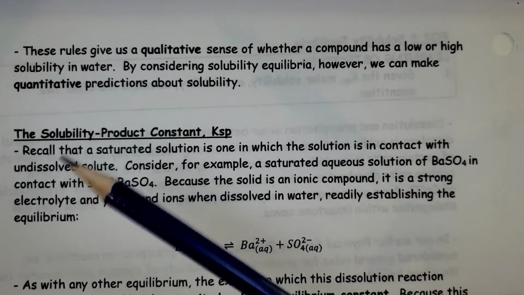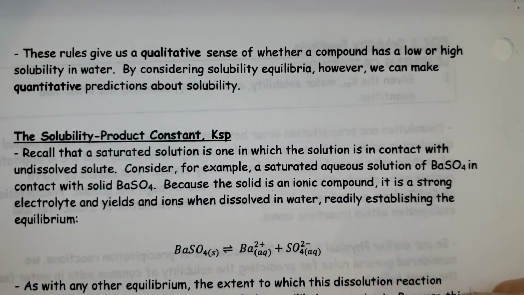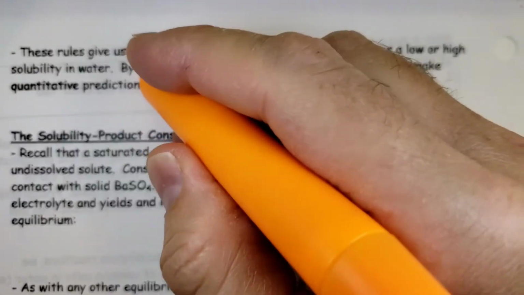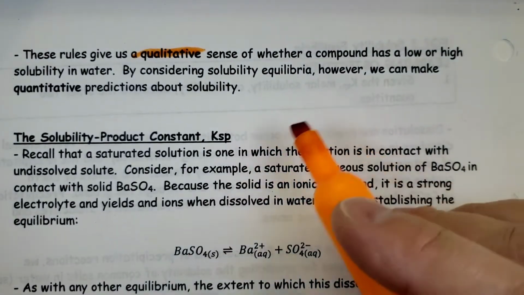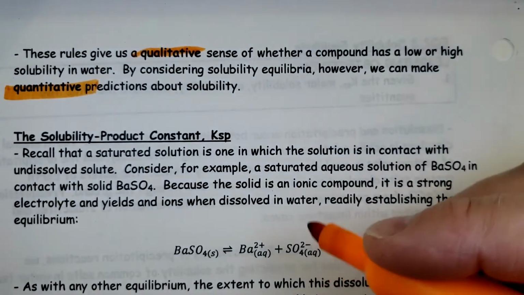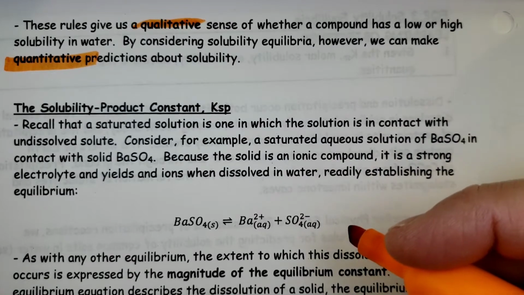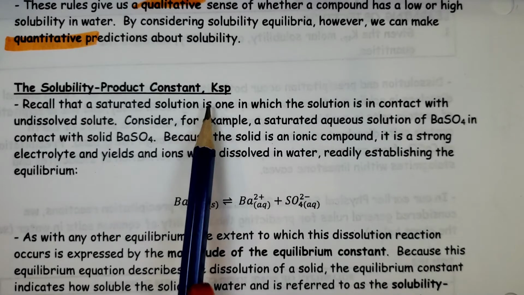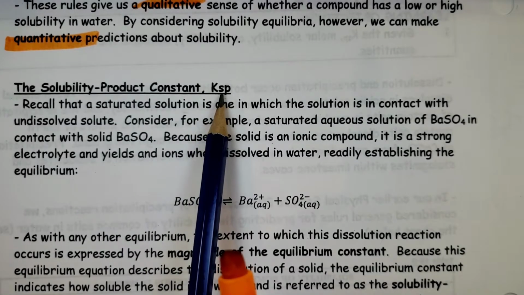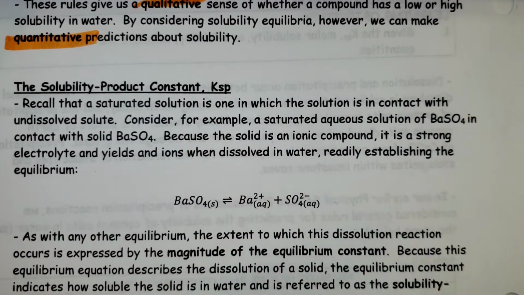And when we did that back in Physical Science 20, they gave us a qualitative sense of whether a compound has a low or high solubility. So it just gives us an idea of whether it's soluble or insoluble. By considering solubility equilibria, however, we can make quantitative predictions. So actually calculations and figuring out numerically what is happening with solubility. So this leads us to the solubility product constant, or Ksp. The sp stands for solubility product, and the K represents, of course, an equilibrium constant.